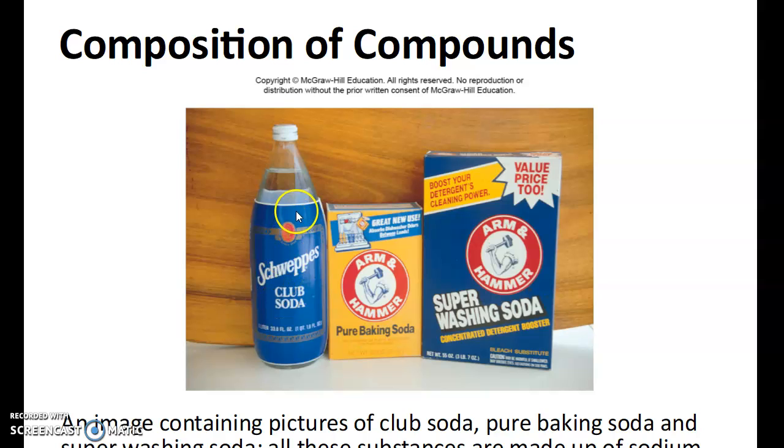This right here goes to the composition of compounds. You've got club soda, pure baking soda, and you've got super washing soda. All these are made up of some form of the sodium carbonate ion.